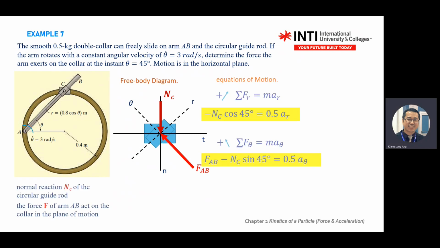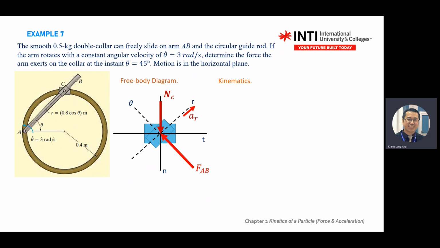I solve the two equations. And then I update my kinetic diagram on the same free body diagram. I'm overlapping the kinetic diagram: a_r that way, a_theta that way. These are two vectors. You can find the resultant acceleration.